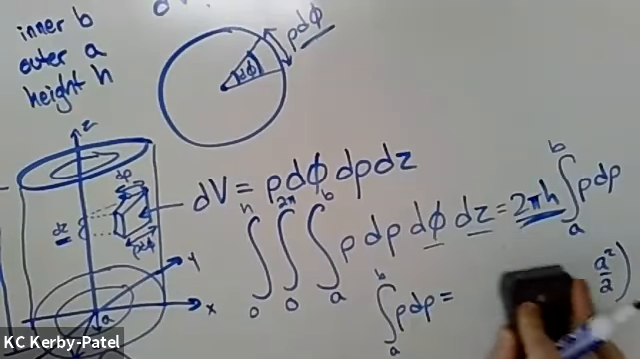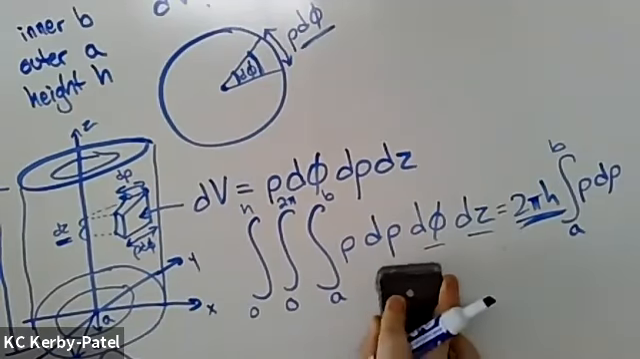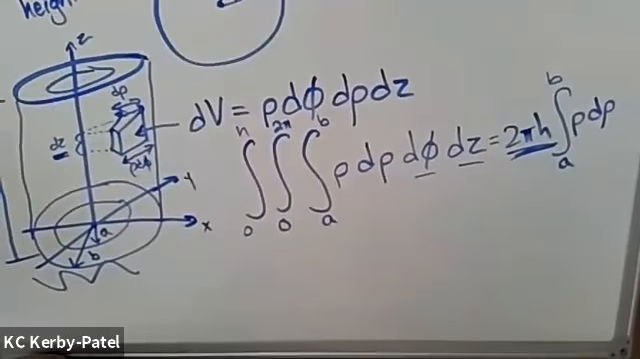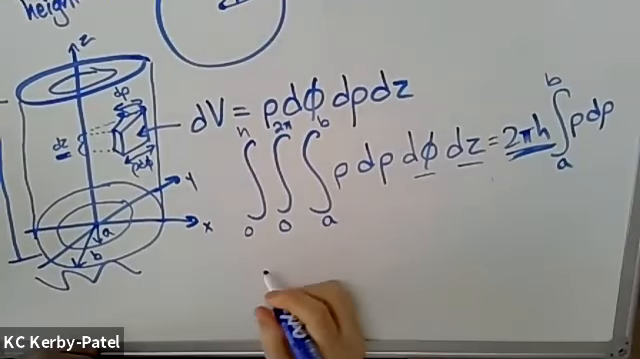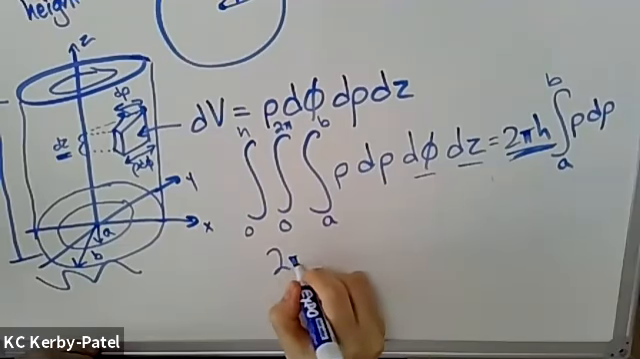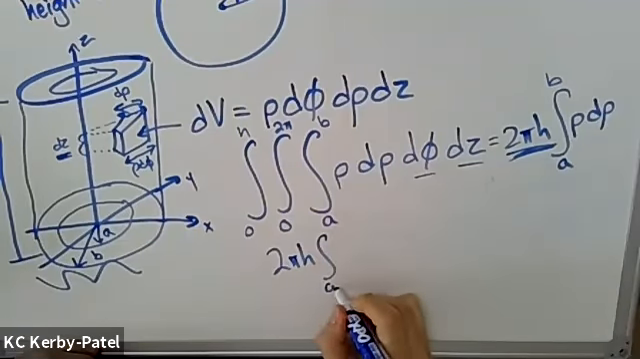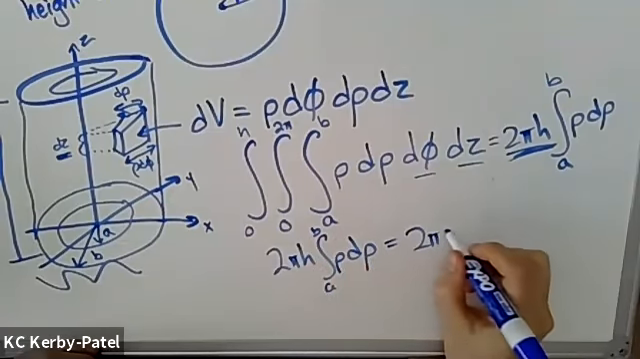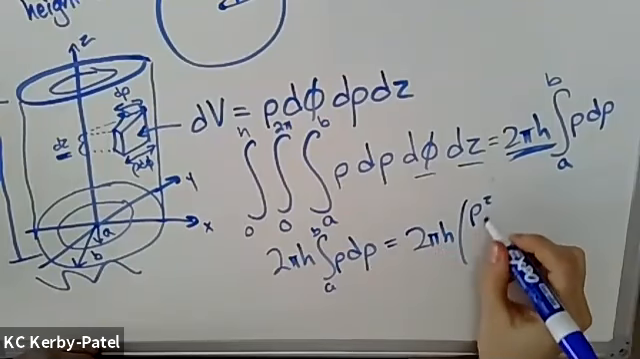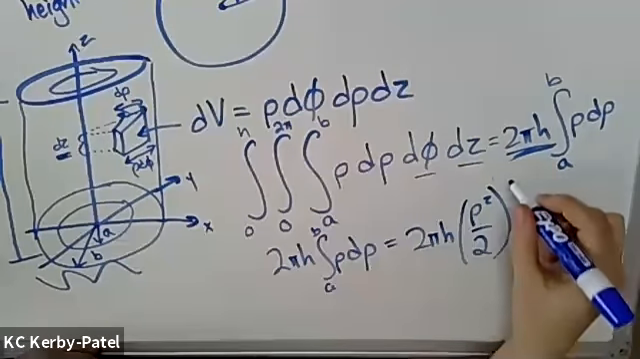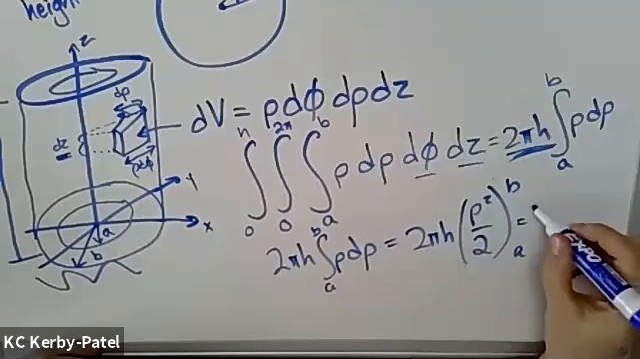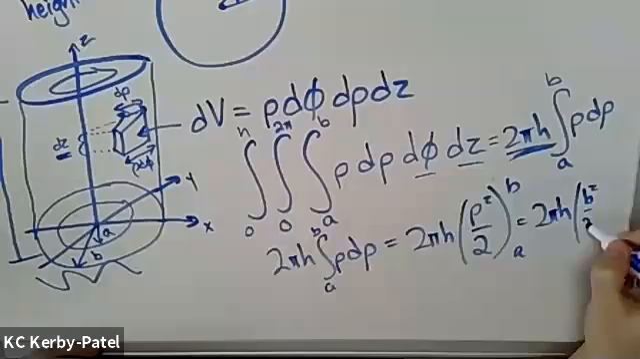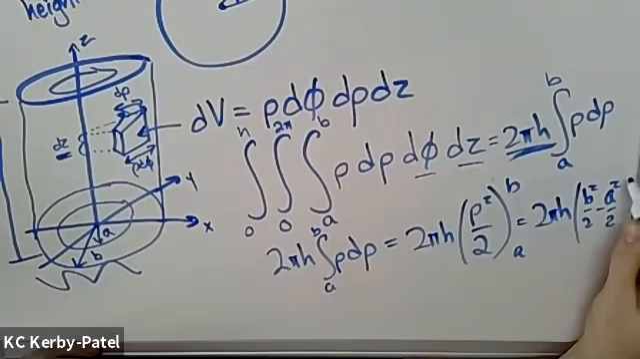Let me just do that this way a little bit. We've got 2 pi h integral from a to b of rho d rho, which is equal to 2 pi h rho squared over 2 from a to b, which is equal to 2 pi h times b squared over 2 minus a squared over 2. Woo, I ran out of space.